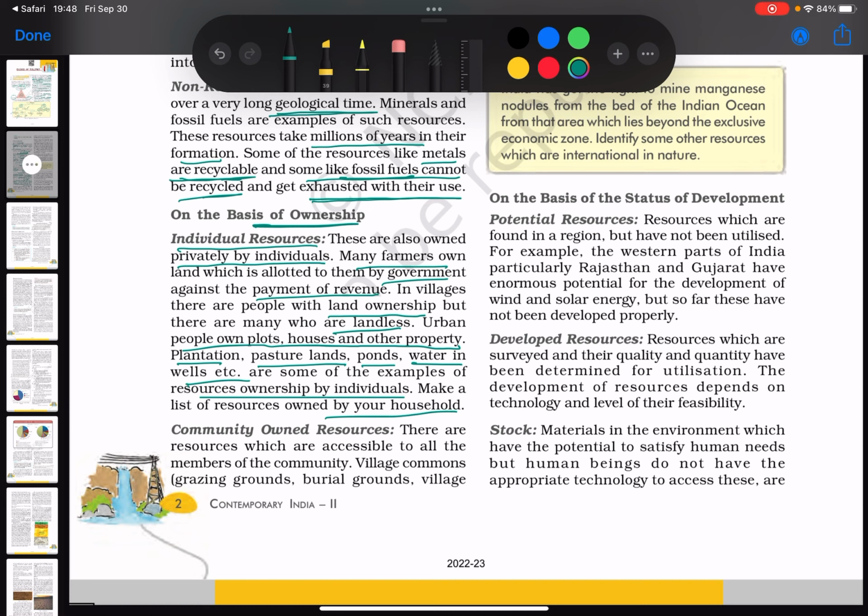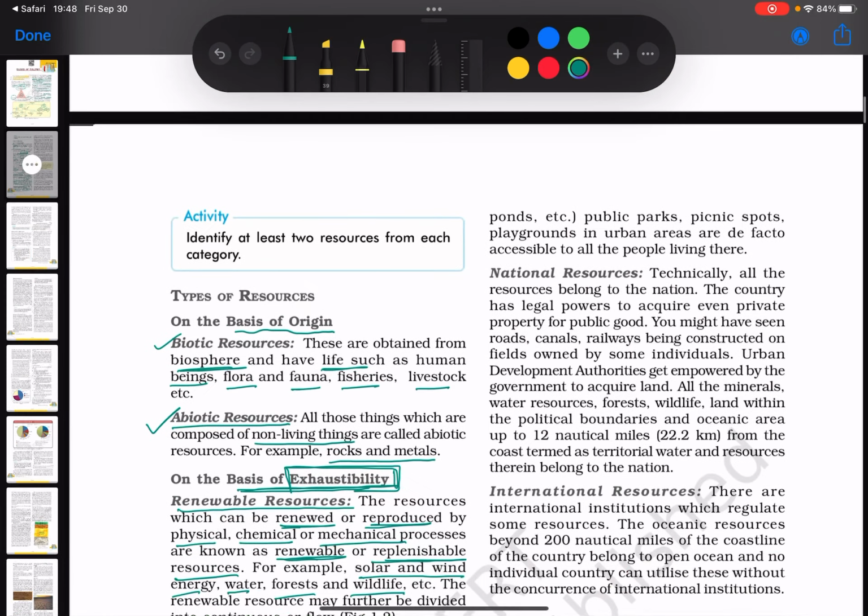Now let us look at the other type of resources, which are community owned resources. These are the resources which are accessible to all the members of the community. Examples include village commons like grazing grounds, burial grounds, village ponds, etc. These are all community resources. Public parks, picnic spots, and playgrounds in urban areas are de facto accessible to all people living there.